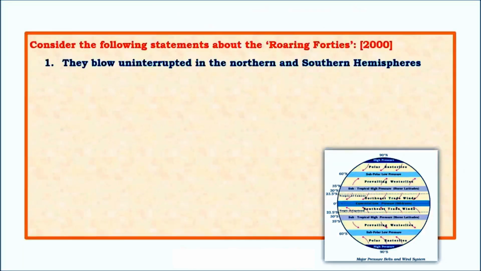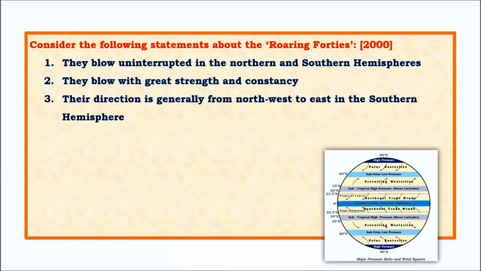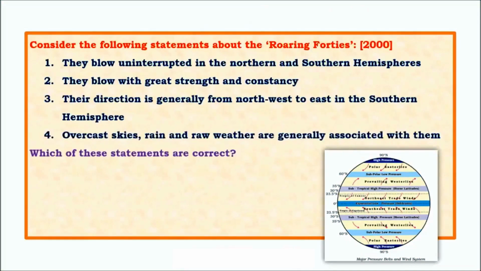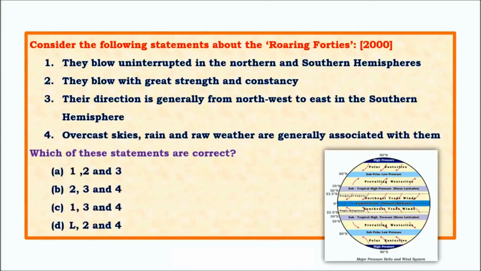And then consider the following statements about the roaring 40s. Previously we have talked about roaring 40s, furious 50s, and shaking 60s. They are phenomena which are unique to the southern hemisphere. That is, they are absent in the northern hemisphere. The first statement says they blow uninterrupted in the southern hemisphere. This point is wrong because they blow only in the southern hemisphere and not in the northern hemisphere. And then they blow with great strength and constancy. We have seen that due to the absence of a huge amount of land, there is less friction offered, and hence they are at great speeds. Hence the point is correct.